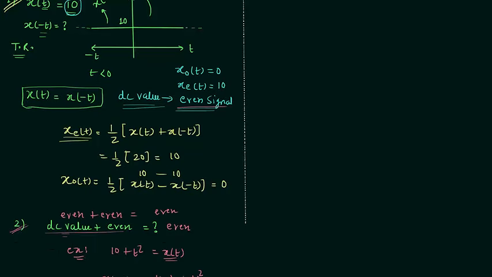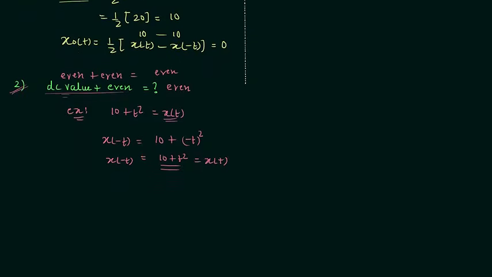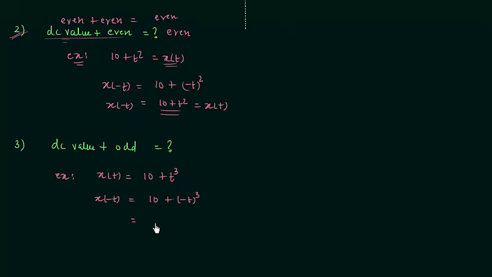Now we will move to the third property. In the third property, we will add an odd signal to a DC value, and we will again take one example to understand the outcome. Let's say signal x(t) is equal to 10 plus t raised to power 3, and we will perform the time reversal. So we have 10 plus (-t) raised to power 3, and we already know (-t) raised to power 3 is equal to minus t cubed. So we have 10 minus t cubed.